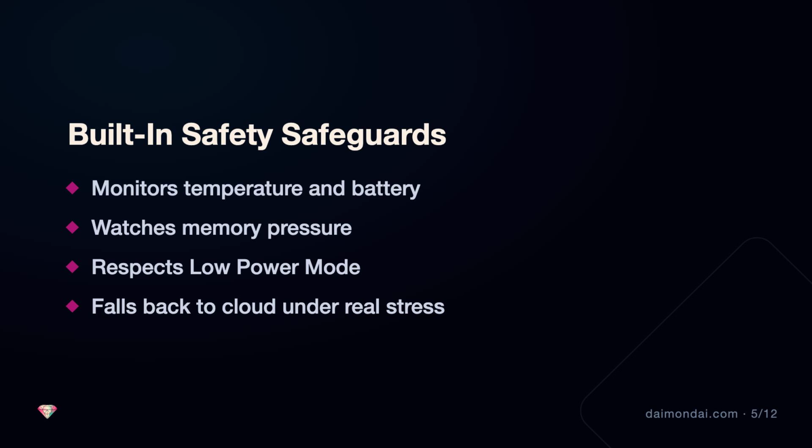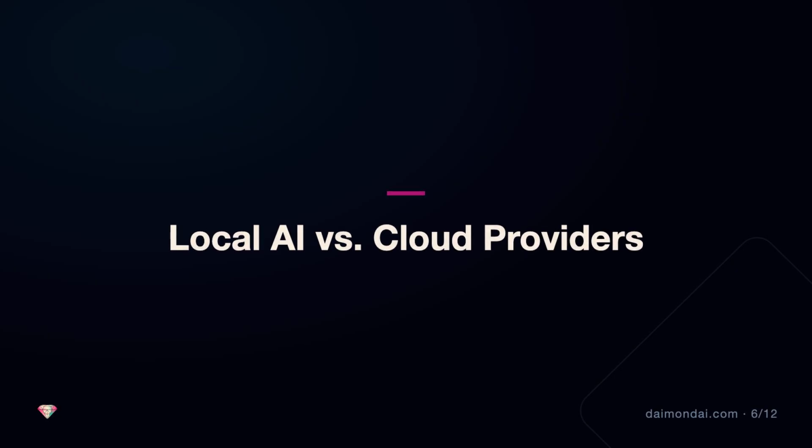It's automatic. So how does local AI actually compare to using OpenAI, Anthropic, Google, or Groq through your own keys? They're both built into Daimond, but they behave pretty differently, and knowing the trade-offs upfront helps you pick the right one for the moment you're in.